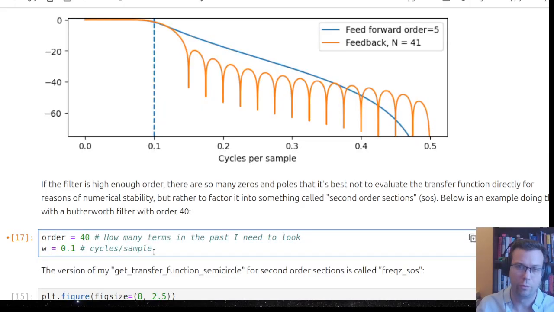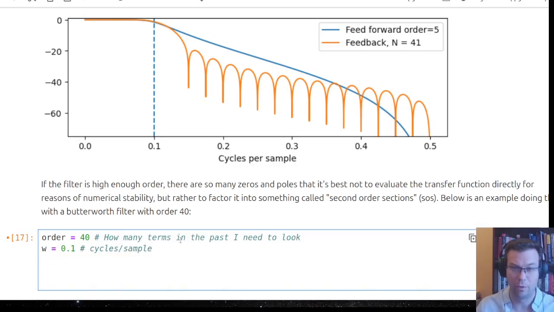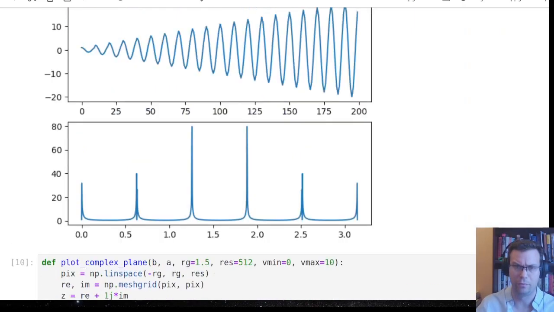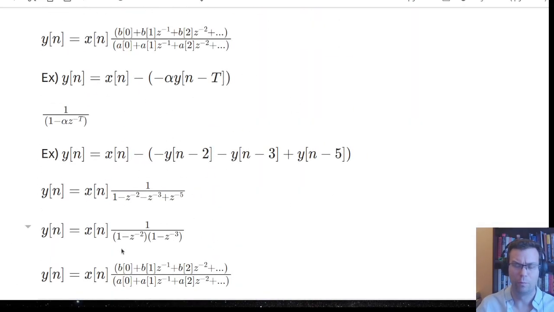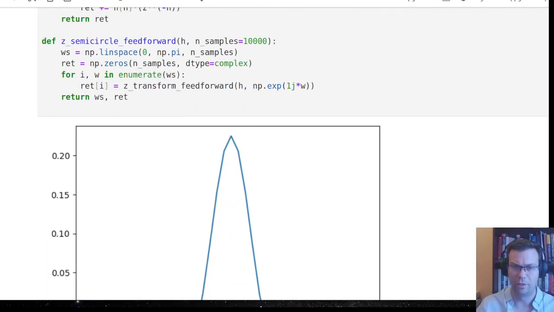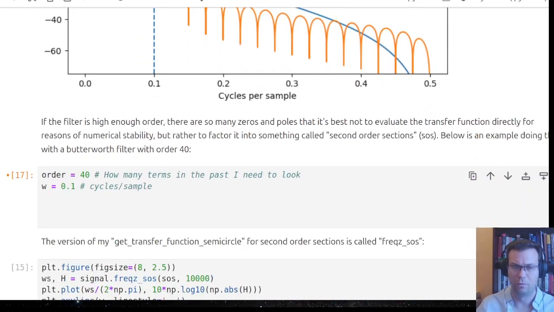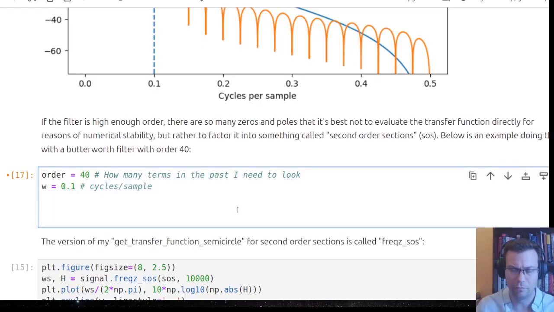Okay, another practical point I should mention here is if the filter is high enough order, then I may have some practical issues with numerical stability if I try to evaluate the transfer function directly. So instead, we can use something called second order sections. Basically, the transfer function gets factored into lower order polynomials that are second order. That's not exactly what I did here, I guess I had one of them that was second order. But the idea is to factor it into a sequence of lower order filters and evaluate them individually.